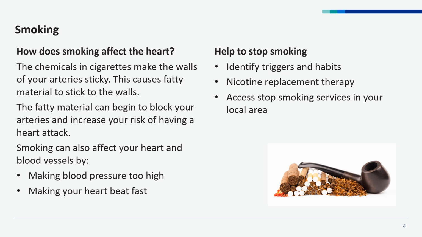The chemicals in cigarettes make the walls of your arteries sticky. This causes fatty material to stick to the walls. The fatty material can begin to block your arteries and increase your risk of having a heart attack. Smoking can also affect your heart and blood vessels by making blood pressure too high, making your heart beat fast. There are many ways to stop smoking. Identify your triggers and habits which make you smoke and look for ways to avoid them. Nicotine replacement therapy. Access stop smoking services in your local area.